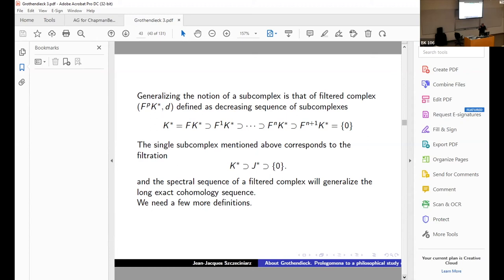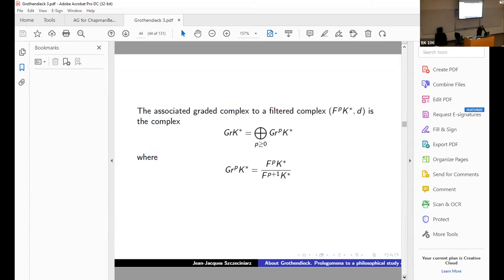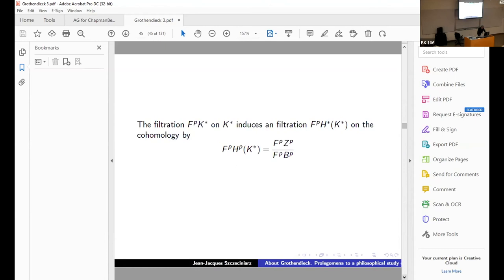We need a few more definitions. The associated graded complex to a filtered complex F* is the complex Gr* = the direct sum over p of Gr^p K*, where Gr^p K* is F^p K* over F^(p+1) K*. That is the start of the definition. The filtration F^p K* on K* induces a filtration F^p H*(K*) on the cohomology by this expression: F^p H^n equals the image of H^n(F^p K*) in H^n(K*).